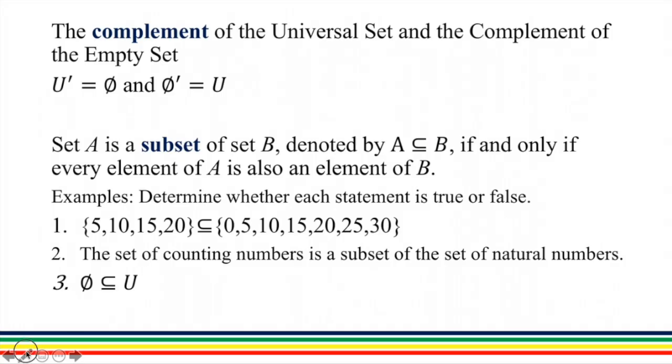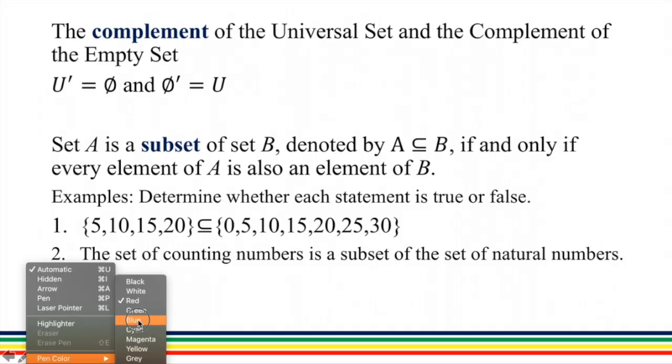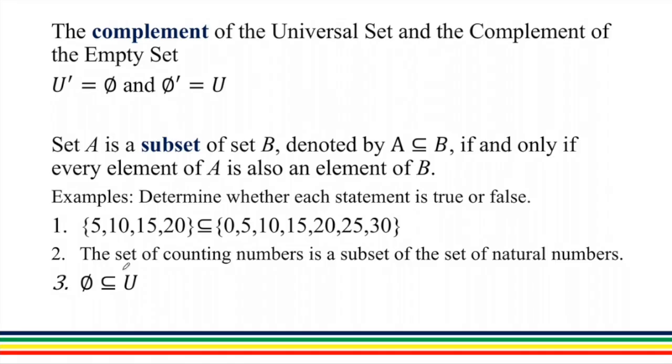For number 2, we have the set of counting numbers is a subset of the set of natural numbers. What are the counting numbers? These are 1, 2, 3, 4, 5, and so on. And the set of natural numbers are the positive integers: 1, 2, 3, 4, 5, and so on. Therefore, this is true. How about number 3? The null set is a subset of the universal set. That is also true.